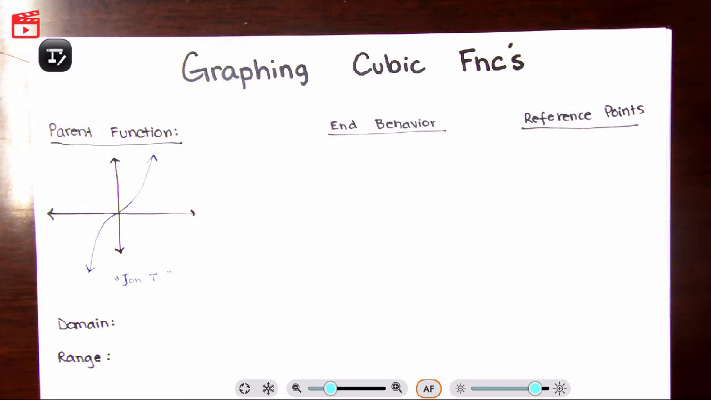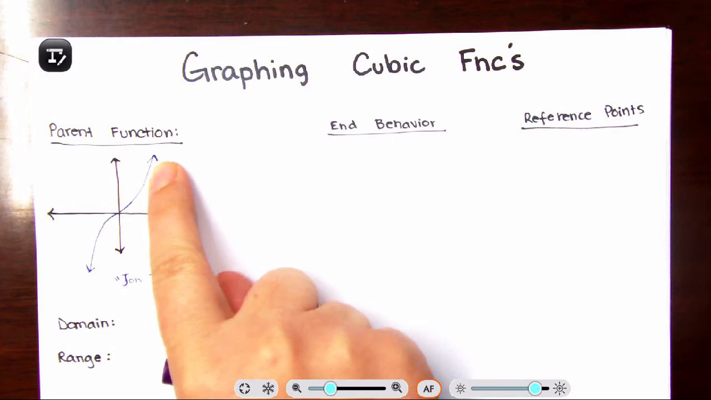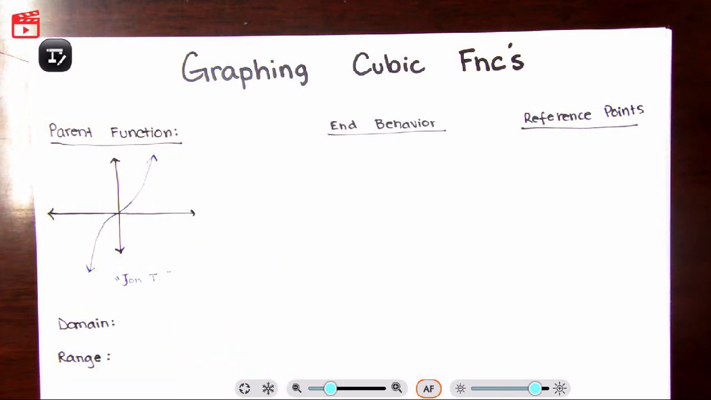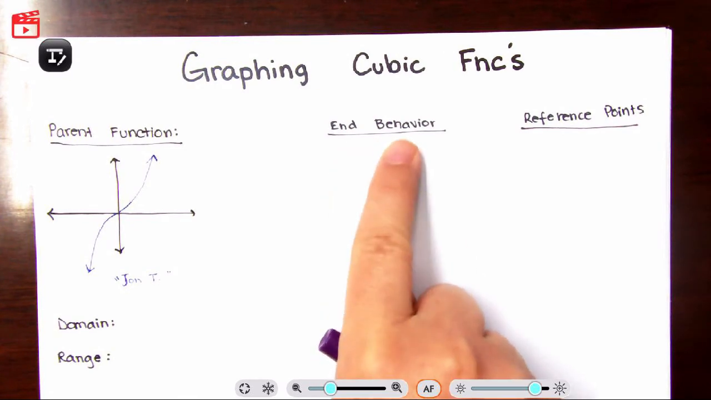Now let's talk about end behavior. What is end behavior in general? Well, end behavior is what's happening at the end or towards the end of your function. Because this is an infinite function, it goes all the way up, all the way down. We just try to identify how it behaves. In this way, end behavior.